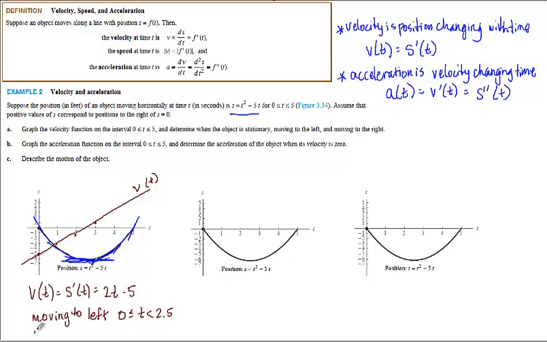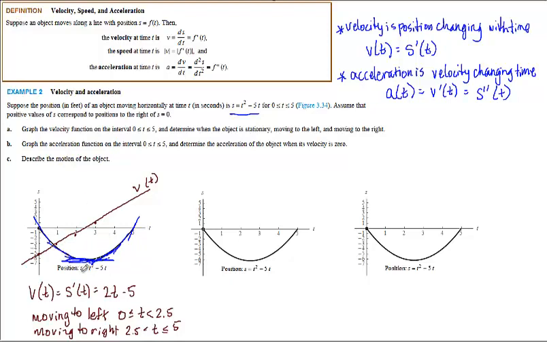Then we'll say that it is moving to the right because that position is going towards the positive. So that's between 2.5 and 5. I keep putting that thing on there. Let me get that off of there. It's not right at there.